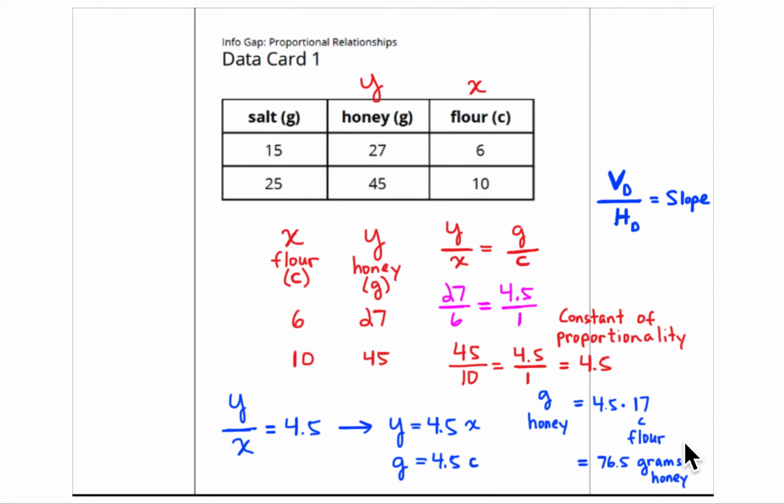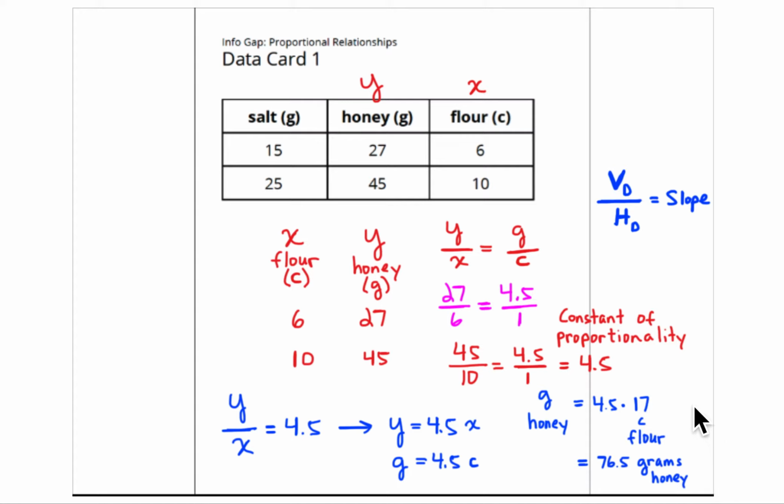All right, so if they're giving you 17 cups of flour, first of all, we're going to use the equation to figure out how many grams of honey that you need. And then we're going to graph that and check that on the graph. You could graph it first, draw the line, and I'll show you how to do that as well. So if we plug in 17 cups of flour, for every cup of flour, you get 4.5 grams of honey. That means 4.5 times the 17 cups of flour is going to tell you how many grams of honey you need, and that's 76.5 grams of honey.